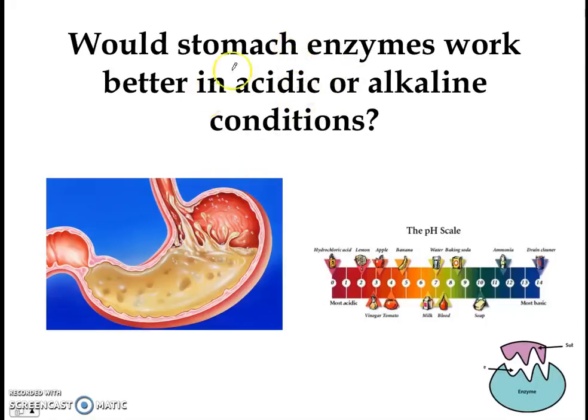So we know that the stomach juice is acidic. We also know that there are enzymes in the stomach that help to digest our food. So here's a question. Do you think that the stomach enzymes work better in acidic or alkaline conditions? If you're thinking what I'm thinking, then you'll think that the stomach enzymes work better in acidic conditions. After all, the stomach enzymes are found inside the stomach juice, which is acidic. So it makes sense for them to work best in acidic conditions.